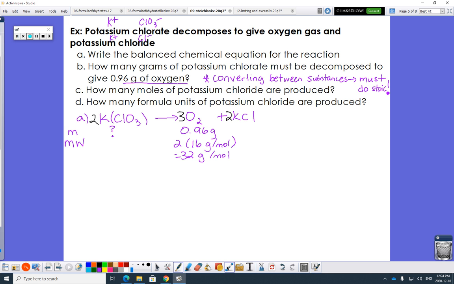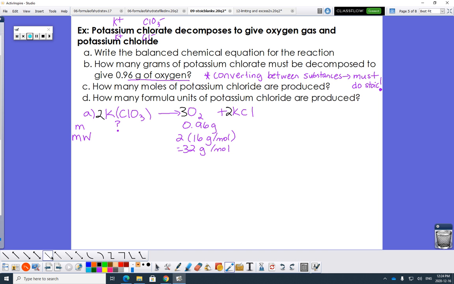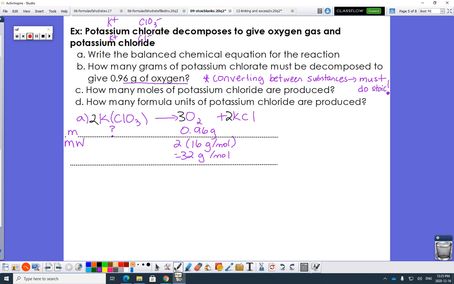Let me sneak in a dotted line here. You don't need to make a chart, but if you like that, it is going to look similar. And then what are we going to do next? Moles. What is moles again? Mass divided by molar mass. Okay, so exactly like the chart. This line divided by the next line.